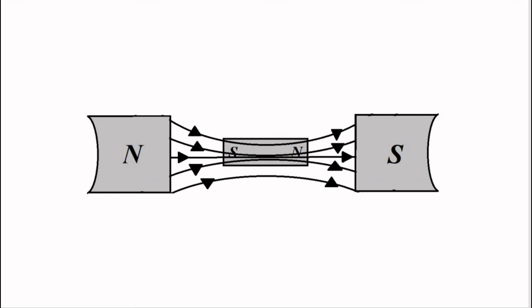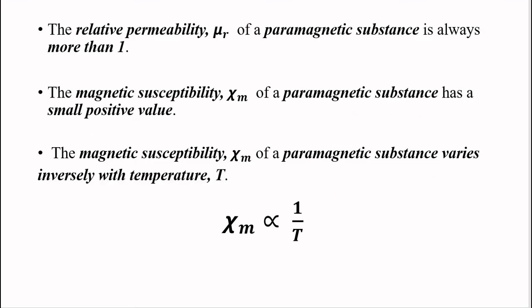Then there is susceptibility, the relative ease with which a substance is magnetized. It also has a small positive value, whereas in diamagnetic it used to have a small negative value. So it was very weakly magnetized in the opposite direction, so a small negative value. Here it is weakly magnetized in the direction with attractive characteristics, that's why it has a small positive value.